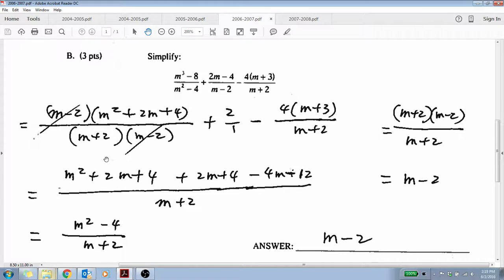So we put this all in one fraction. We get m squared plus 2m plus 4 plus what we just changed to be 2m plus 4 minus, and then 4m minus 12. So combined like terms, you get m squared minus 4 over m plus 2. Difference of squares, we're going to get m minus 2 times m plus 2 over m plus 2, which will cancel, and I'm left with just an m minus 2.